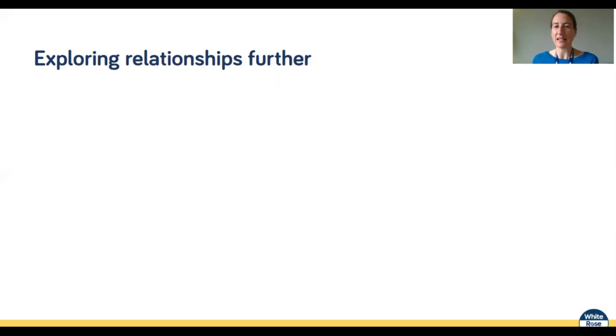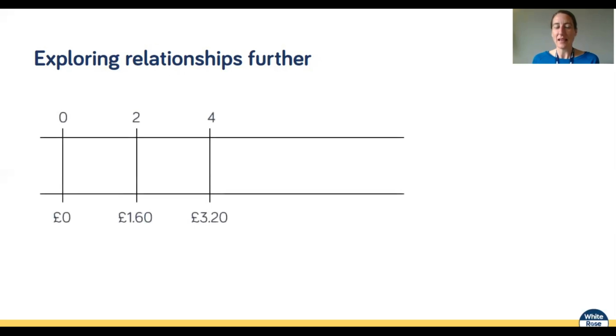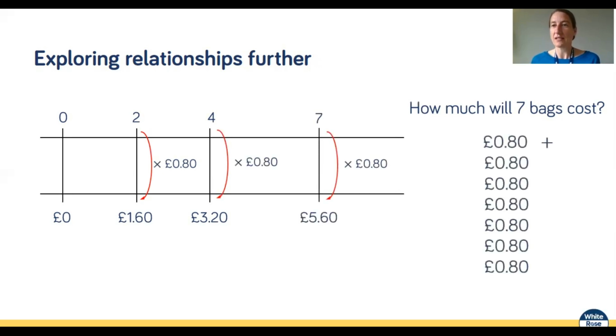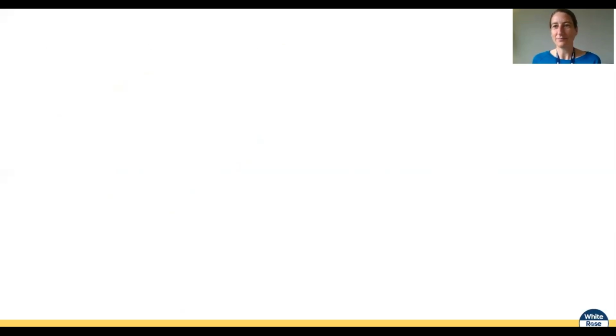And we can explore relationships further. So here's the double number line again, and the question, how much will 7 bags cost? And perhaps students notice that to find the cost of 2 bags, we can just multiply by 80p, the same for 4 bags, so we can do the same for 7 bags. And again, we're showing the students the multiplicative thinking to help them move away from the additive thinking.